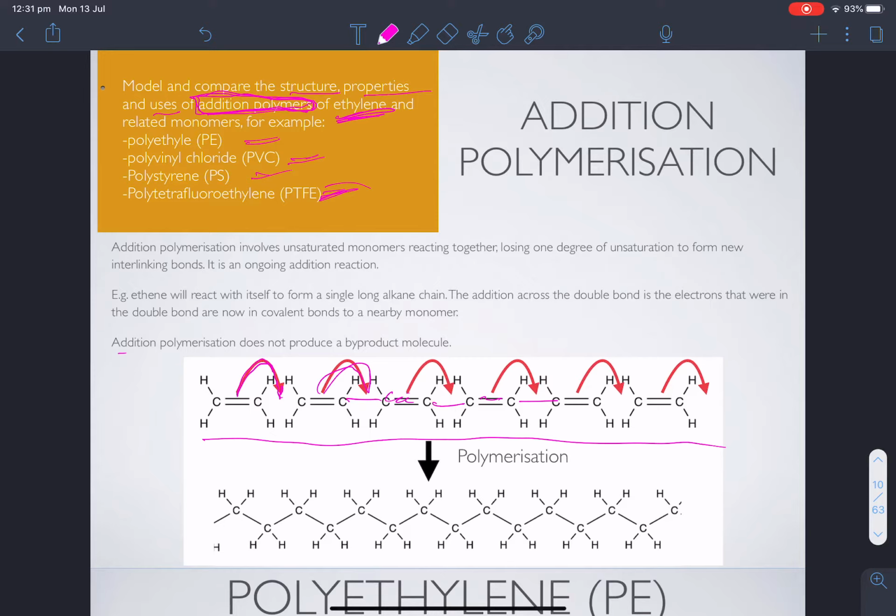Okay, here, because we're going to contrast it with another type of polymerization, there is nothing left over. All of the atoms that were here at the beginning are there at the end in that long chain. We've added across the double bond, so there's no byproduct. What we do is we just get the long chain polymer.